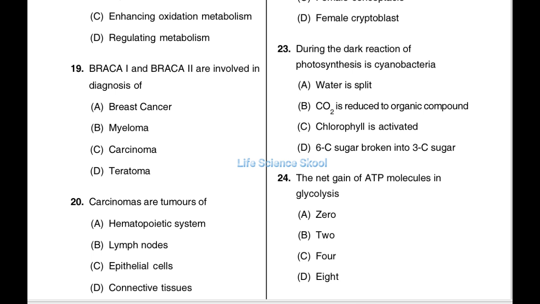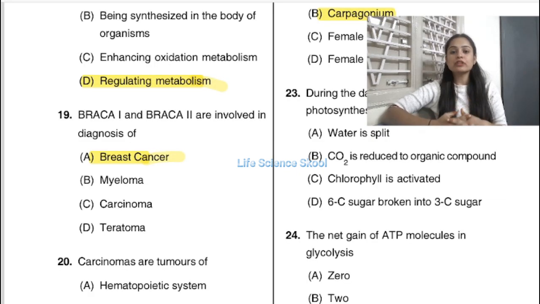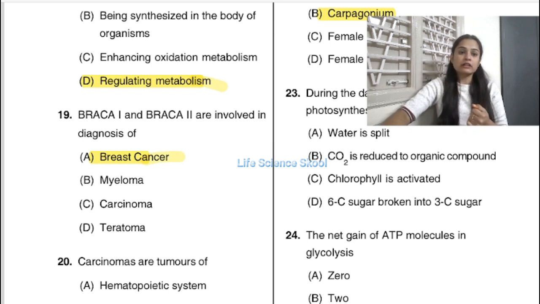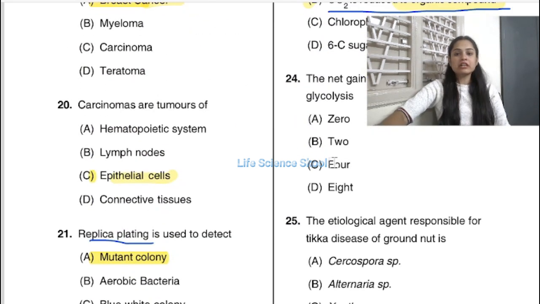Coming to the dark reaction, what happens? It is going to utilize the products of the light reaction, that is ATP and NADPH, to produce carbohydrates. So ಹಾಗಾಗಿ ಡಾರ್ಕ್ ರಿಯಾಕ್ಷನ್ ಅಲ್ಲಿ ಏನಾಗುತ್ತೆ ಅಂತ ಕೇಳಿದ್ರು. So the correct answer for this is CO2 is reduced to organic compound. So the correct answer for this is option B. Moving on to the next question.